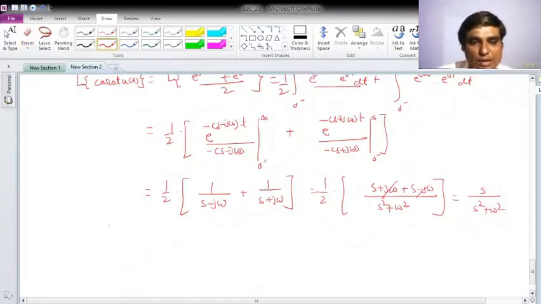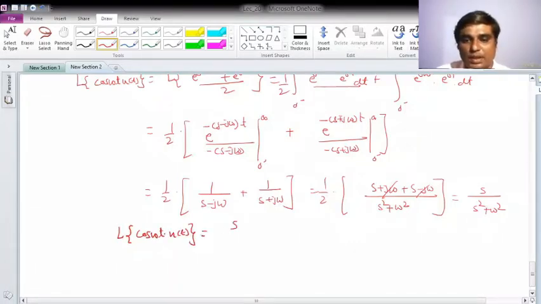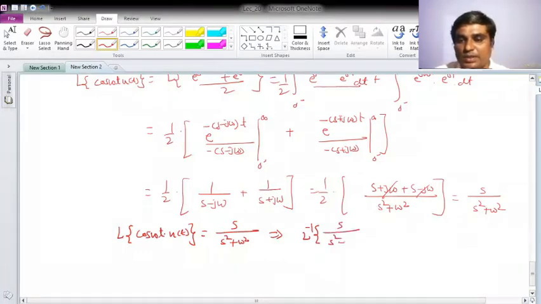So the Laplace transform of cos of omega t into u of t will be s over s square plus omega square. And if I would like to find out the Laplace inverse of, let's say, s upon s square plus 9, what is it? It will be cos 3t into, obviously, u of t.